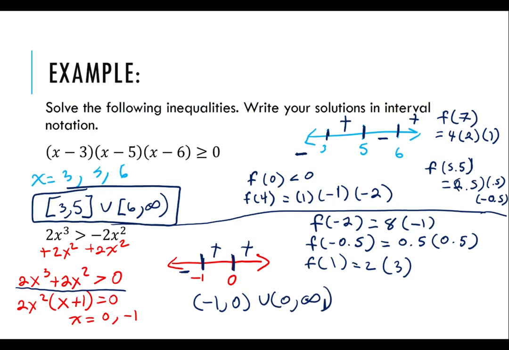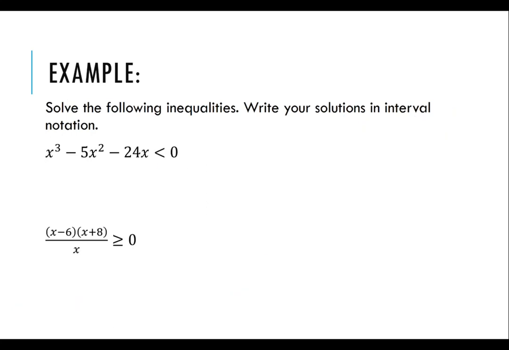infinity. Here we have x cubed minus 5x squared minus 24x. We're going to have to factor it and find our zeros. That is x times x squared minus 5x minus 24. Find those critical values. Two numbers that multiply to give me negative 24 but sum to be negative 5. That's going to be negative 8 and positive 3.